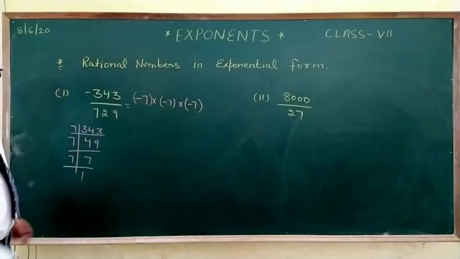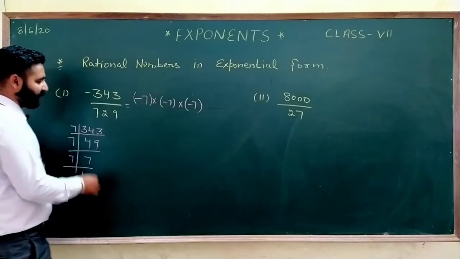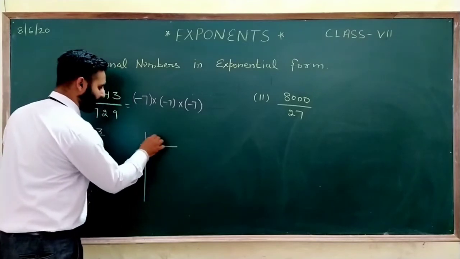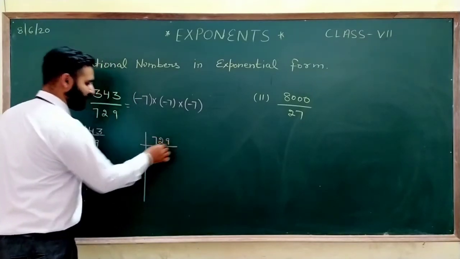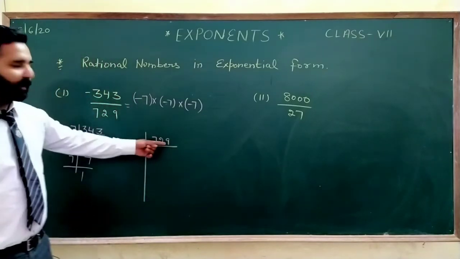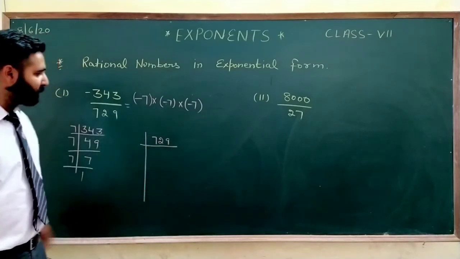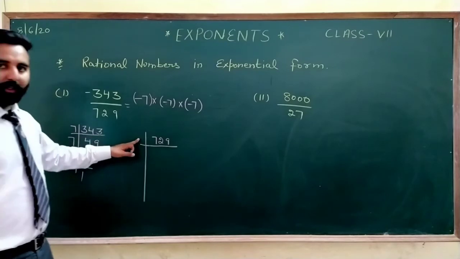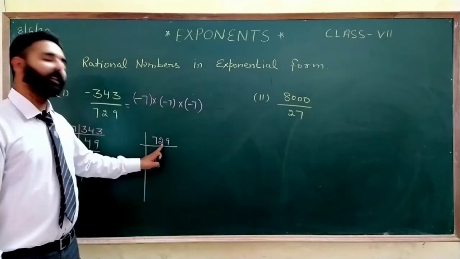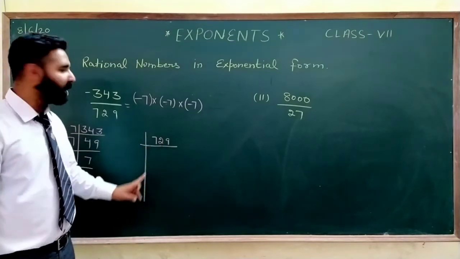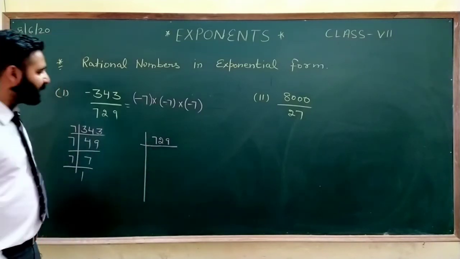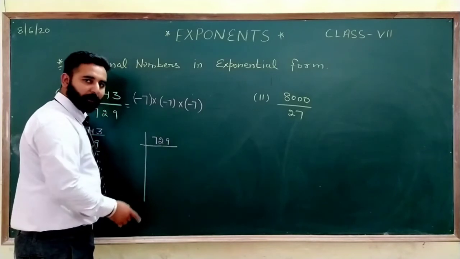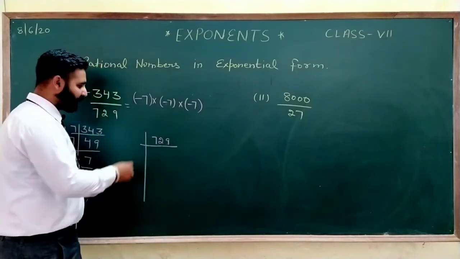Fine. So same way we will make the factors of 729 also. 729. By 2 it is not divisible because it is an odd number. So we will check on 3. What does the divisibility rule of 3 say? If the sum of the digits is divisible by 3, the number is also divisible by 3. 7 plus 2 is 9 and 9 plus 9 is 18. The sum is divisible, means the number is also divisible.